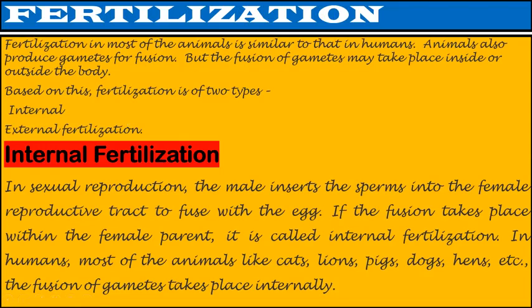Internal fertilization. In sexual reproduction, the male inserts the sperms into the female reproductive tract to fuse with the egg. If the fusion takes place within the female parent, it is called internal fertilization. In humans, most of the animals like cats, lions, pigs, dogs, hens, etc., the fusion of gametes takes place internally.